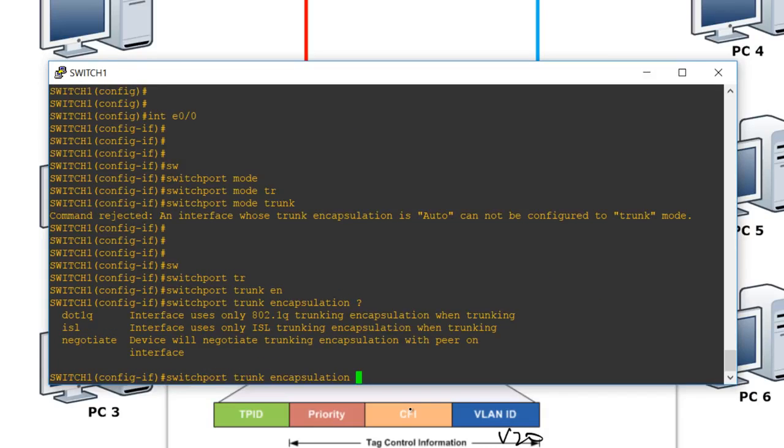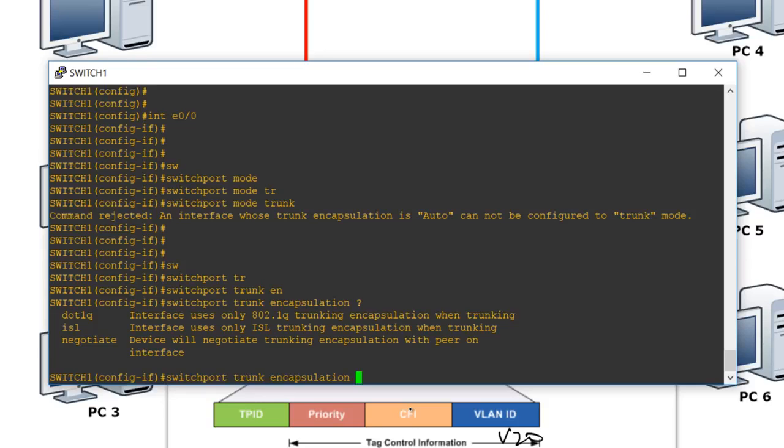Like I said, the older switches had ISL. When you say ISL, ISL is a Cisco proprietary Inter-Switch Link, right? It's a proprietary encapsulation technology. In later switches, we don't even have this command because newer switches only support .1Q. .1Q is an open standard.